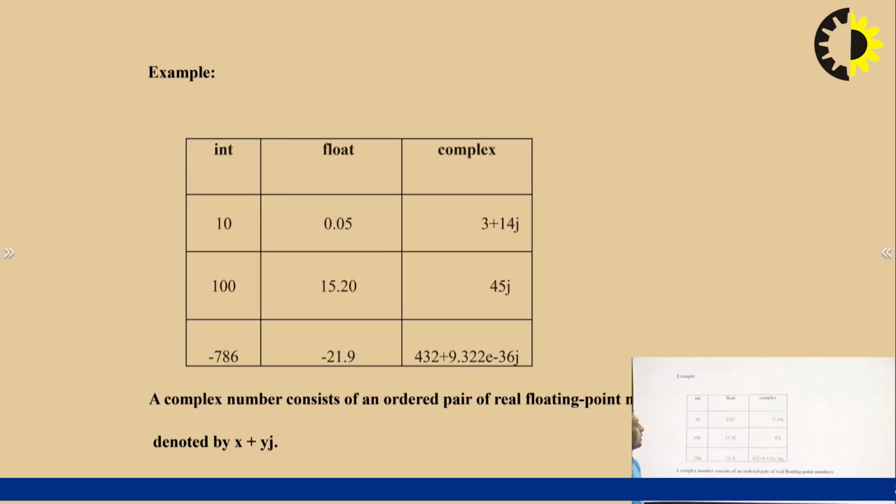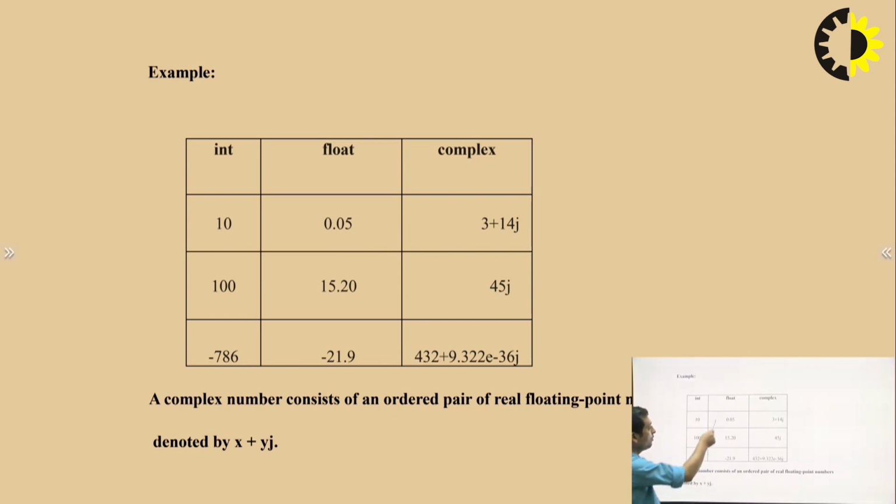Now examples of int, float and complex. Integer examples are simple positive values like 10, 100, or negative values also, like -786. These are integer type values. The float type values have a fractional part, like 0.05, 15.20. These are positive values, and a negative value is -21.9.